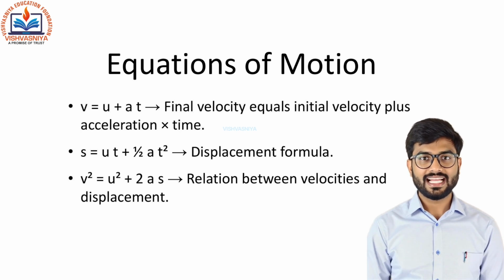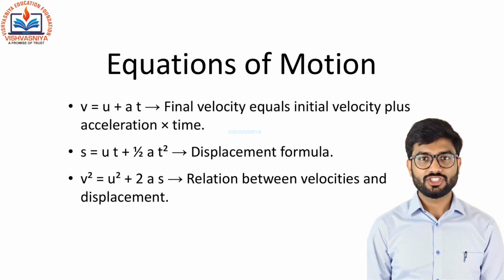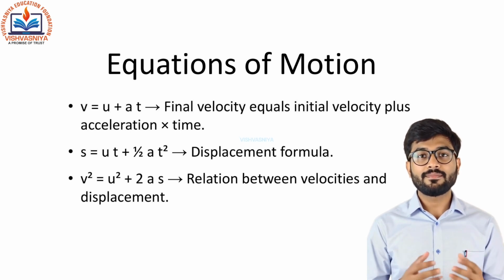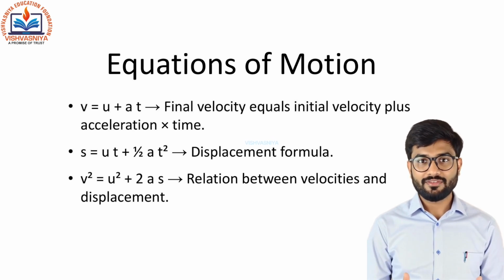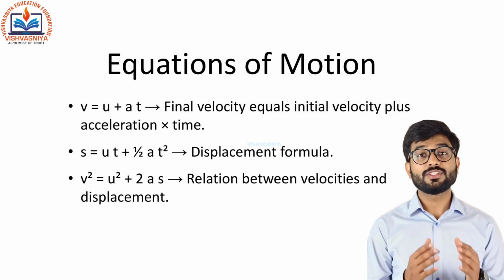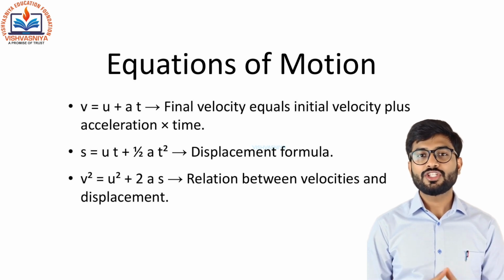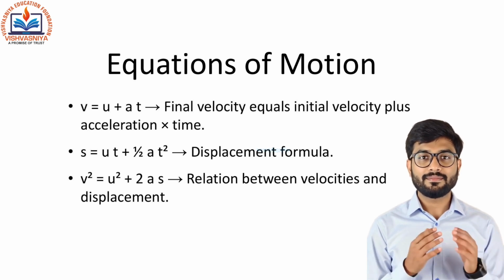Equations of uniform acceleration. When acceleration is constant, 3 special equations help us connect displacement, velocity, acceleration, and time. 1. Final velocity equals initial velocity plus acceleration multiplied by time. 2. Displacement equals initial velocity multiplied by time plus half of acceleration multiplied by time squared. 3. Square of final velocity equals square of initial velocity plus 2 multiplied by acceleration multiplied by displacement.